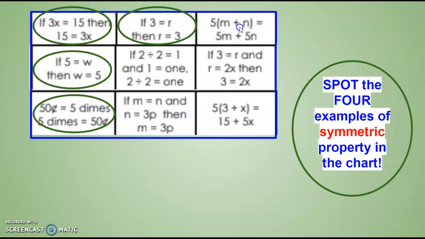This one here is an example of distributive, and I'm not going to spoil those. This one's distributive as well. Lots of distributive property in here.